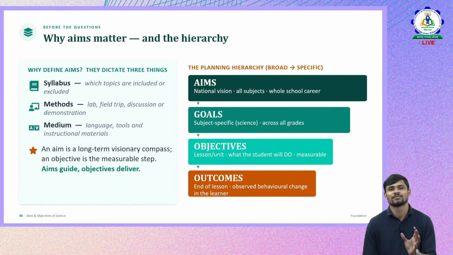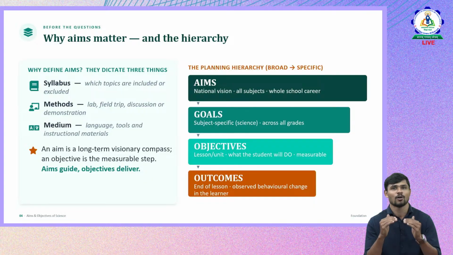In this context, aims are the very broad ones, which are given nationwide, with respect to including all the subjects. Aims are the broadest ones. Next, based on aims, goals will come, which are specific to a subject. Then we have objectives specific to the lessons or chapters inside the textbook. Then we have outcomes, which will be met at the end of the lesson.